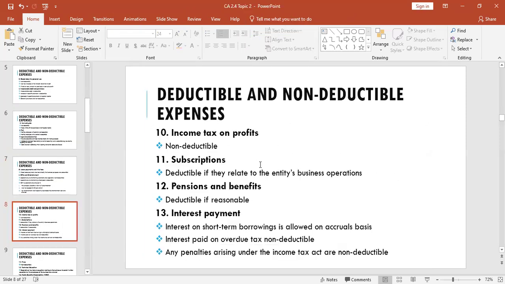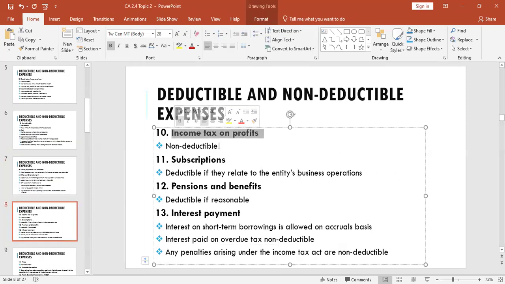Let's carry on. What about income tax paid on profits? If we pay in tax, provisional tax, then we recognize it as an expense. It's non-deductible for tax purposes, according to ZRA. Then subscriptions.